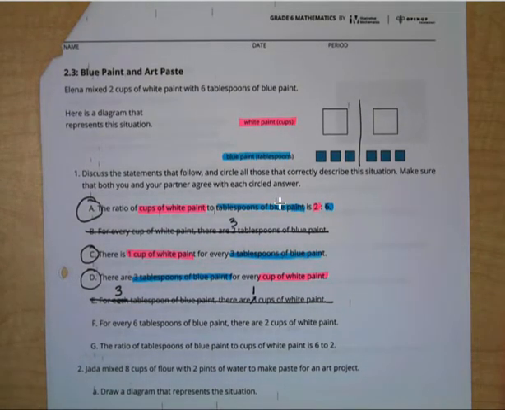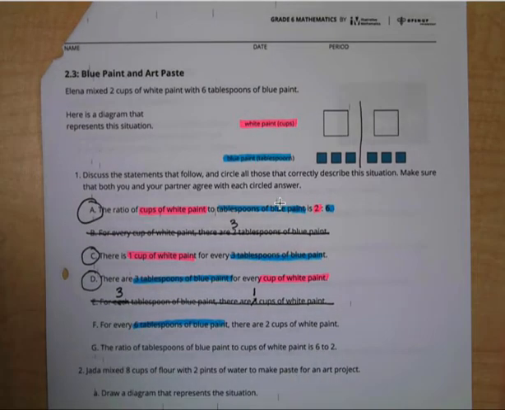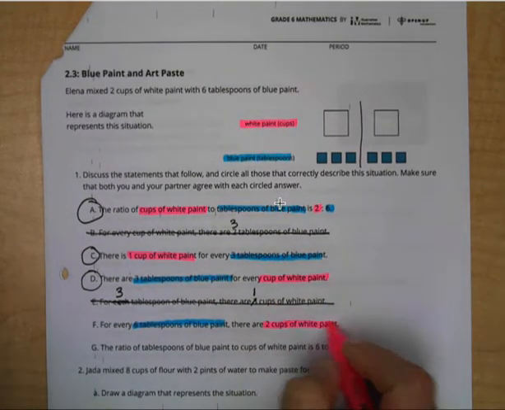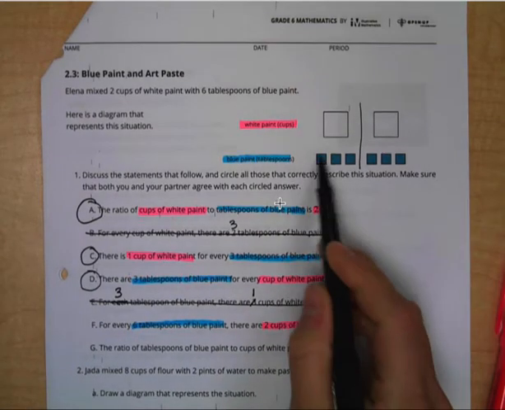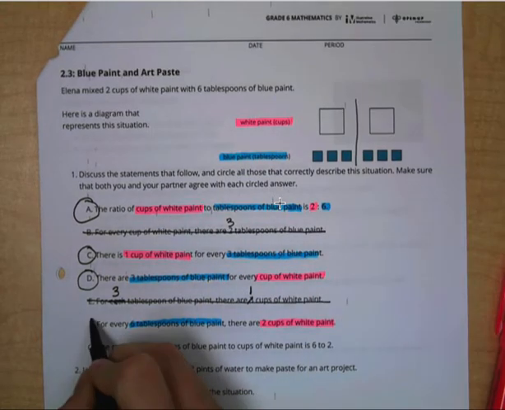All right, for every 6 tablespoons of blue paint, there are 2 of white. So if we have 1, 2, 3, 4, 5, 6 blue, would we have 2 white? Yes, we would, so that is correct.